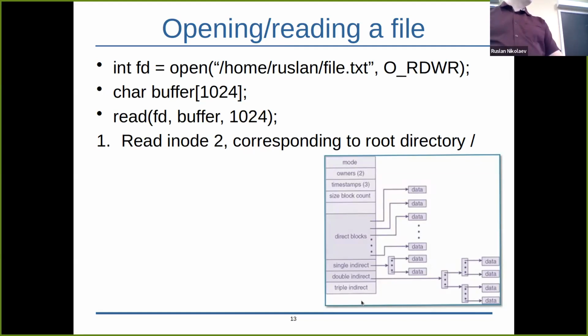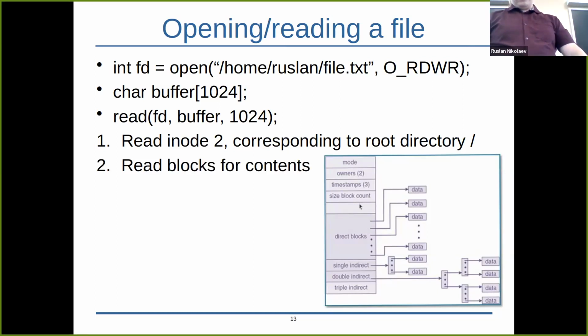So if you look in detail, we can see what an inode contains. Yeah, so that will contain the file mode, owners, timestamps, and so on, right? And then direct blocks, indirect blocks, and so on. So we read these blocks so that we can retrieve the contents of this directory, right?